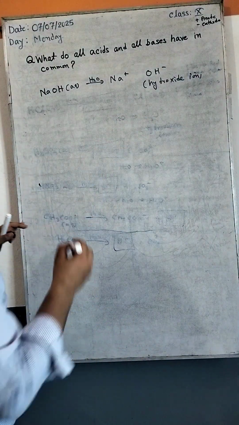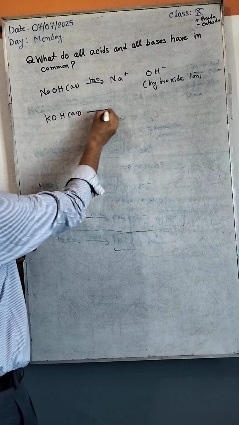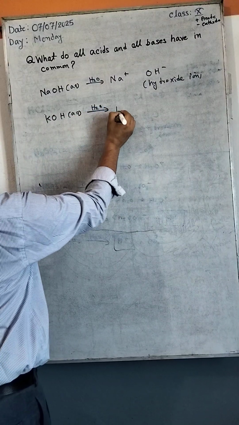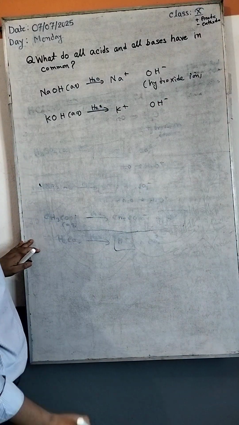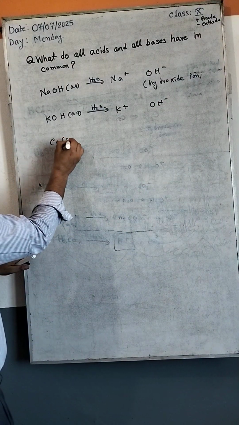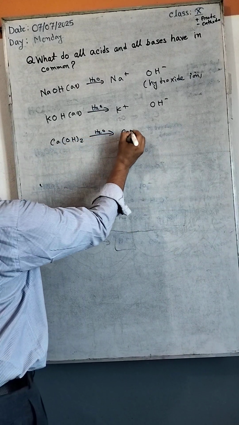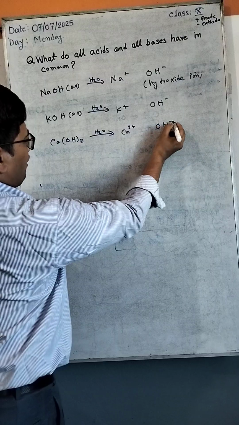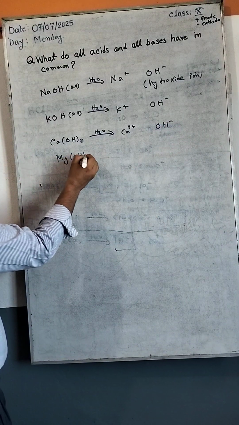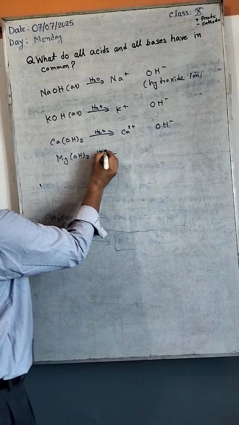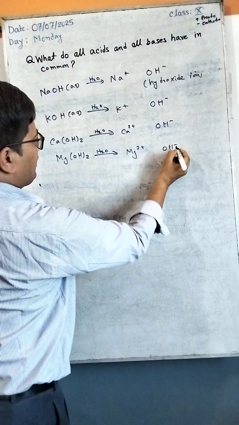In the same way, KOH in aqueous solution breaks down and forms K plus and OH minus ion. Calcium hydroxide, Ca(OH)2, breaks down and forms Ca2 plus and OH minus. Magnesium hydroxide, Mg(OH)2, with the help of water breaks down and forms Mg2 plus and OH minus.